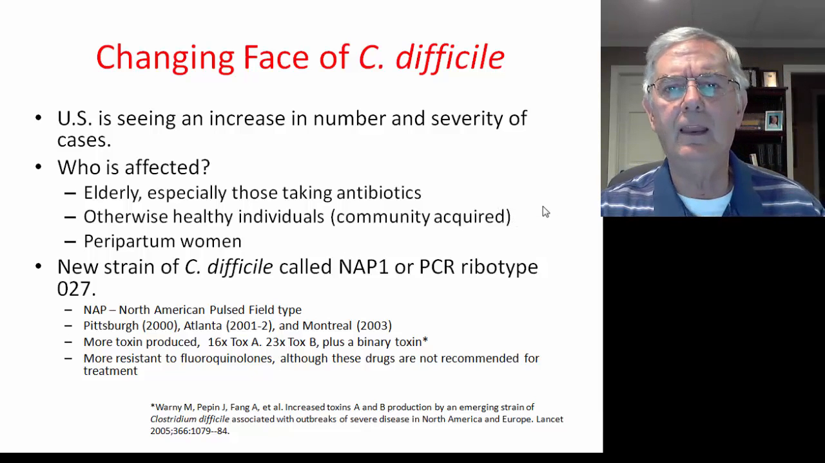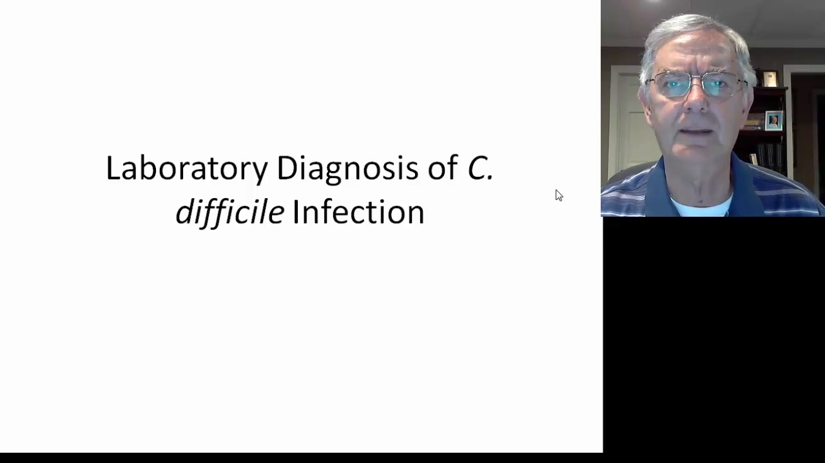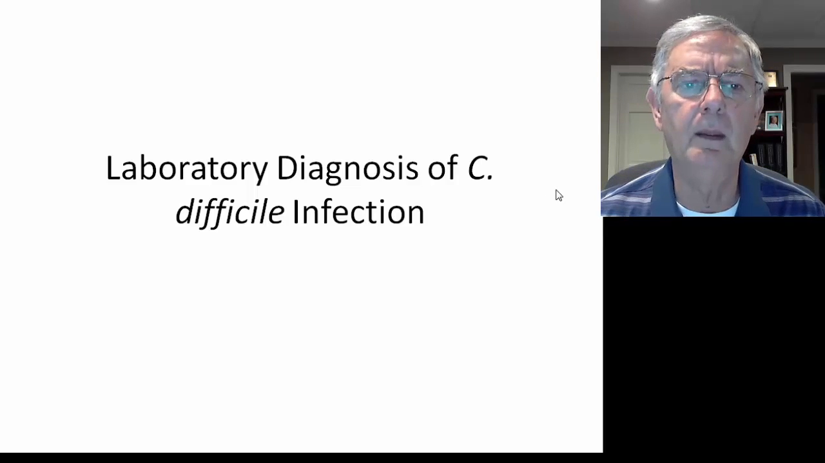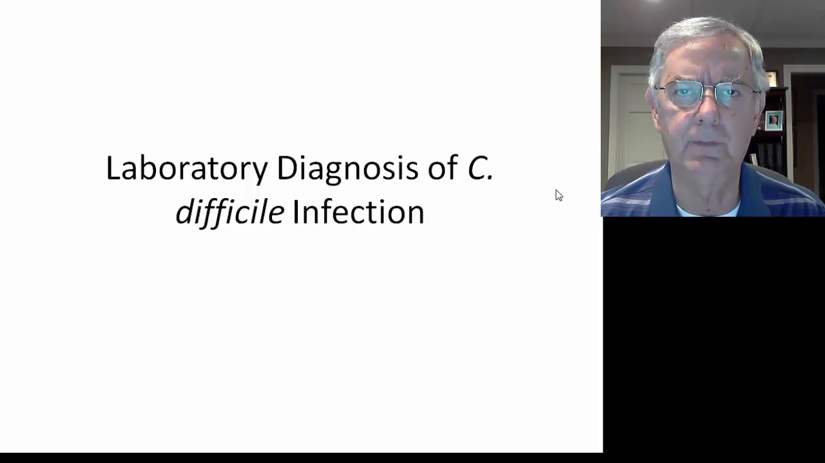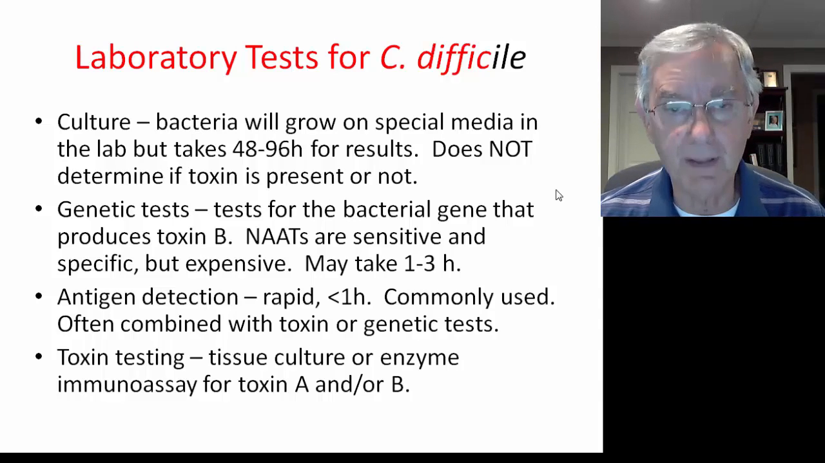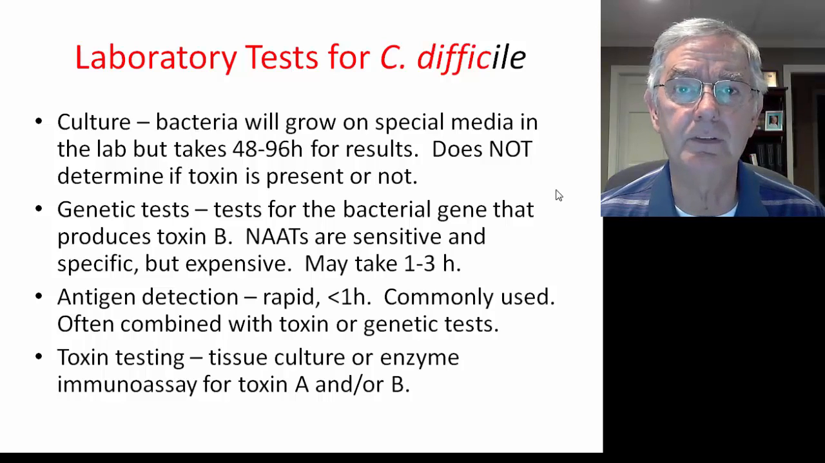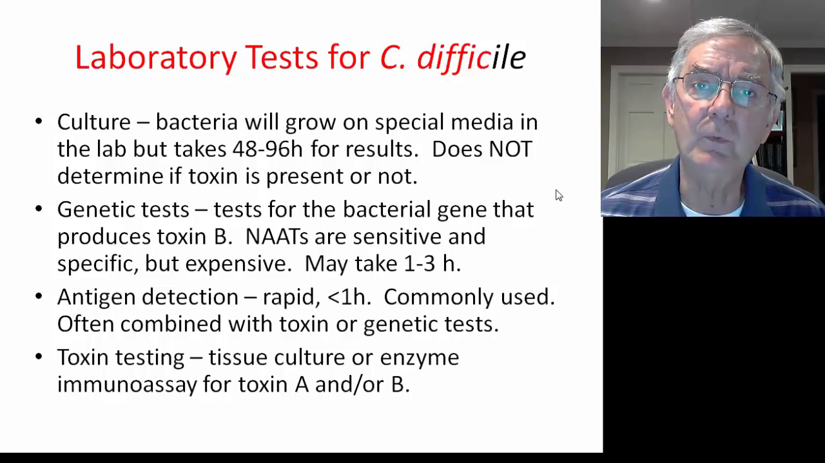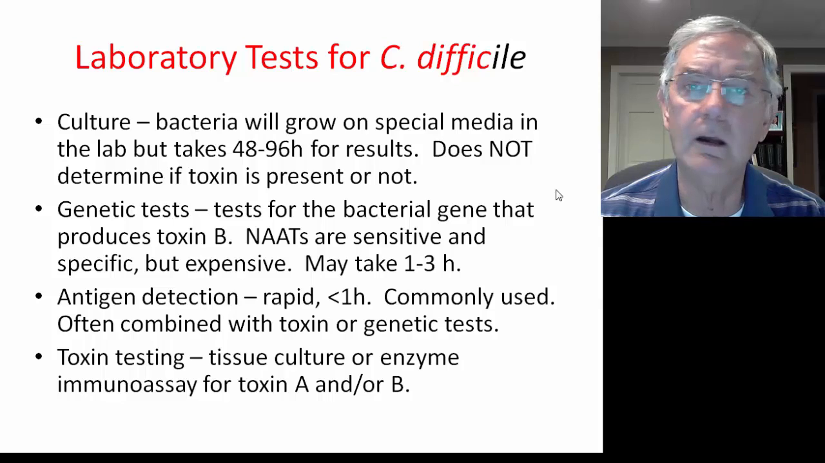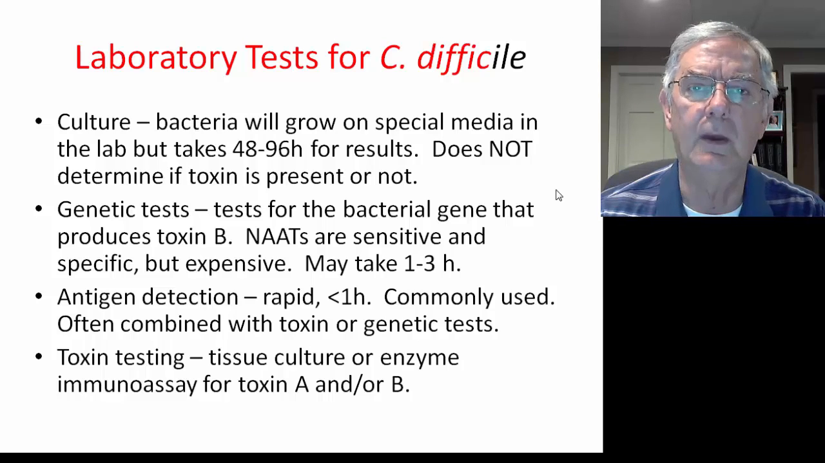Now, what can we do in the laboratory to very quickly identify this organism and get the information back to the physician? Well, first of all, we can culture if necessary. The bacteria will grow on special media under anaerobic conditions, but it takes anywhere from 48 to 96 hours to get results. Even with the colonies identified on the agar, we still have not done a toxin test, so we don't know whether this is a toxigenic strain or not. So culture is one way.